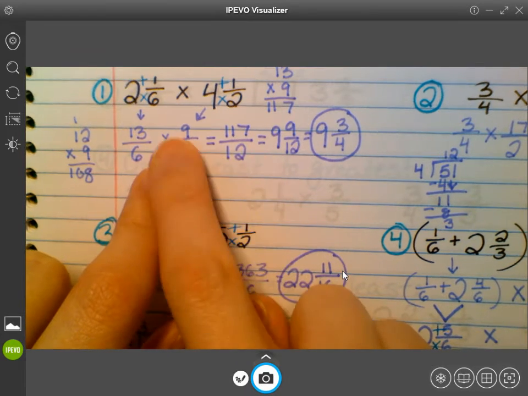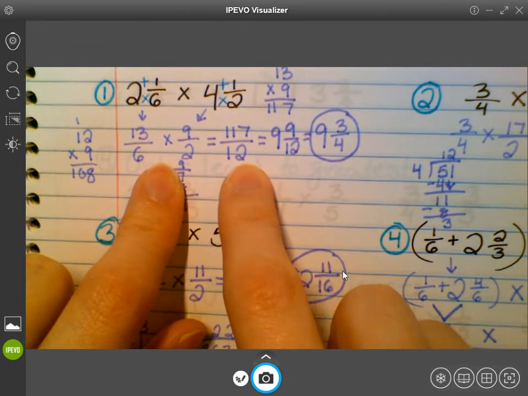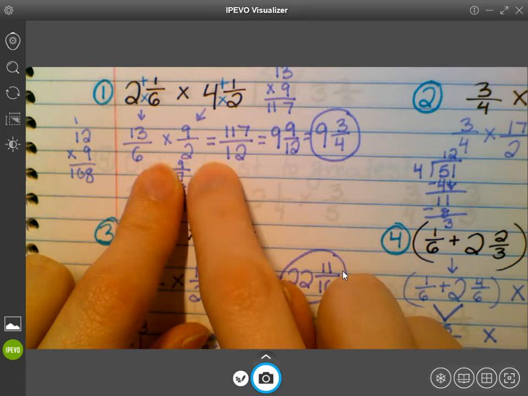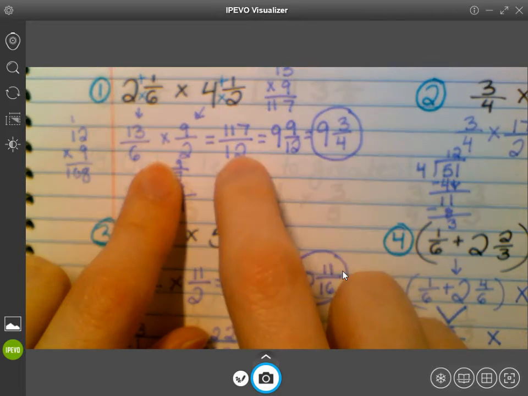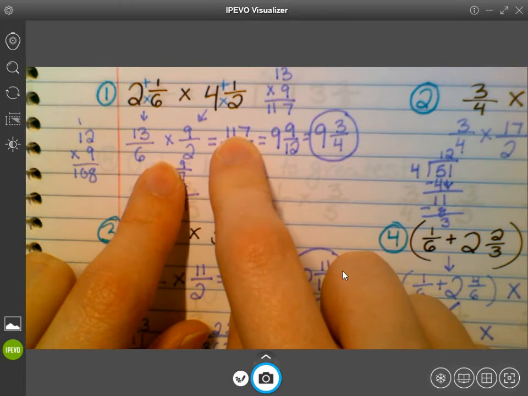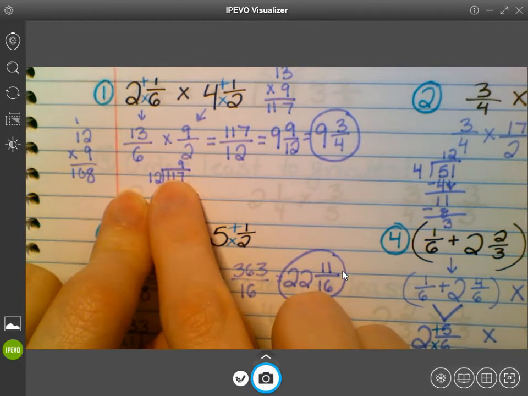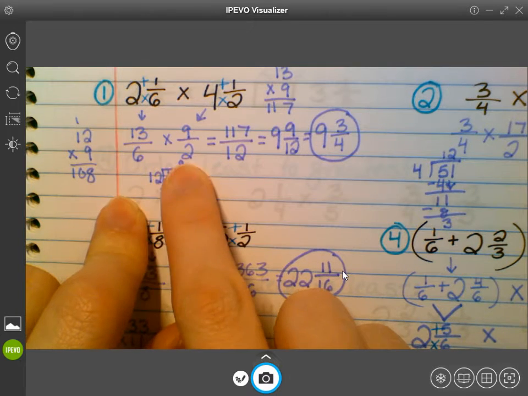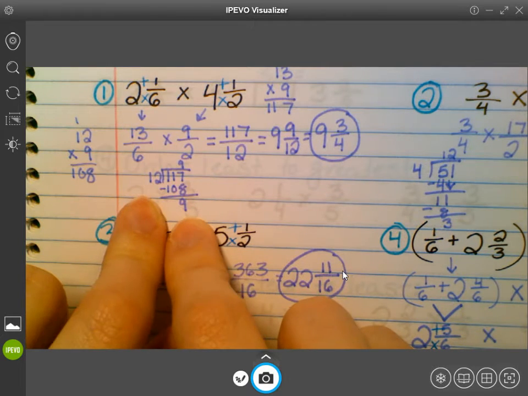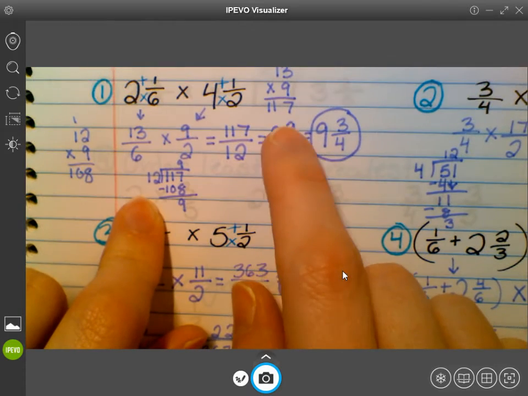That would get me 13 times 9 is 117. 6 times 2 is 12. Well, I need to convert this into a mixed number. So I would ask, how many times does my denominator 12 go into my numerator 117? Well, I did the math right here. So if I take 117 and divide it by 12, it ends up going in 9 times with 9 left over. So that would convert it into 9 and 9/12.